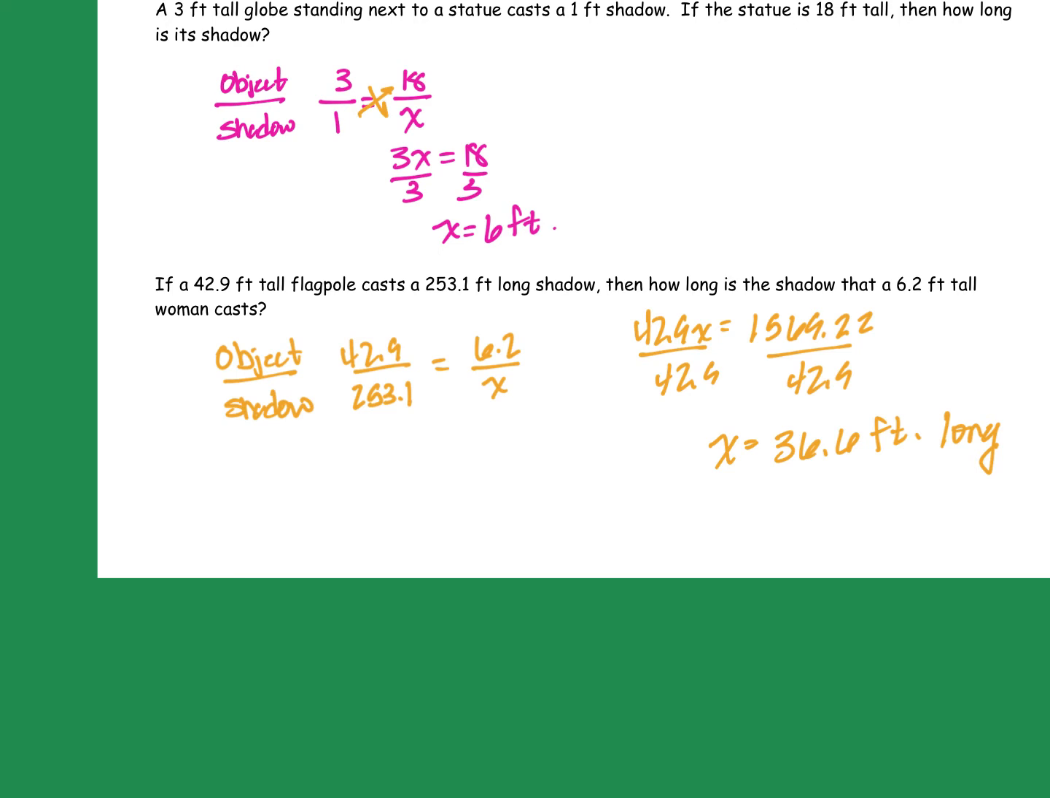What'd you get, Kellen? 36.6. It's okay, 36.57 works also. But it would actually be 36.58 if you're going to go to two decimal places. I just went to one because all the numbers in the problem were just one decimal place, so I just chose one decimal place. Are you okay with that? 36.6. Yep. Okay. Any questions at home?